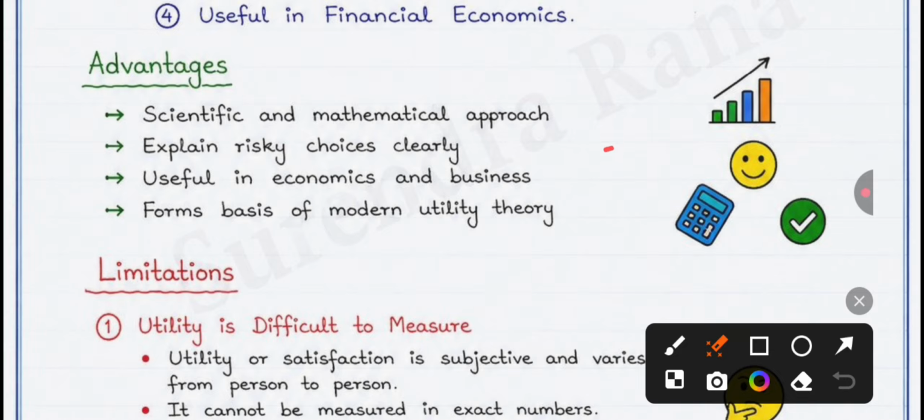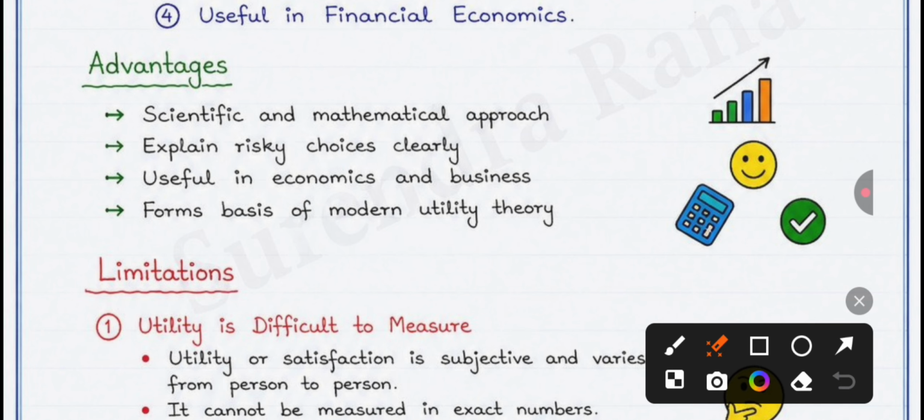The third one is that it is useful in economics and business. It is widely applied in economics, finance, insurance, and business decision making. The last one is that it forms a basis of modern utility theory. No doubt, many modern theories of consumer behavior are based on the ideas developed by Neumann and Morgenstern, otherwise known as NM utility theory.